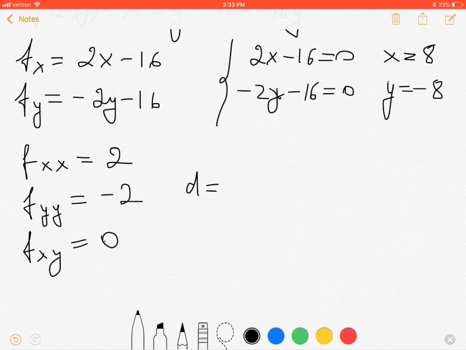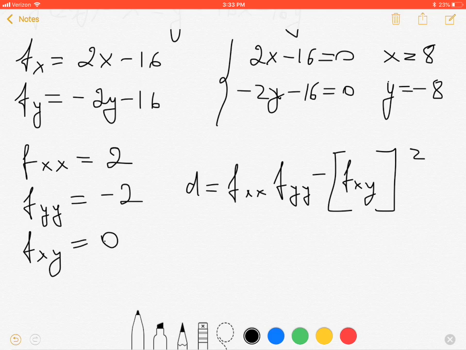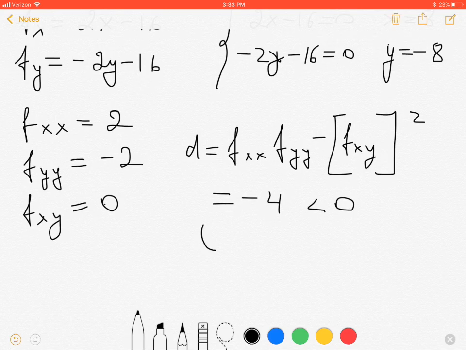Now I'm computing D, which is fxx times fyy minus fxy, oops, squared. Because the second order derivatives are all constant, we don't need to plug in the point, we only evaluate, and this will be negative 4. Because D is less than 0, this means our point with coordinates 8, negative 8 is a saddle point.